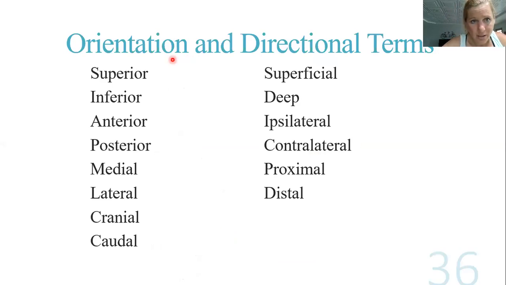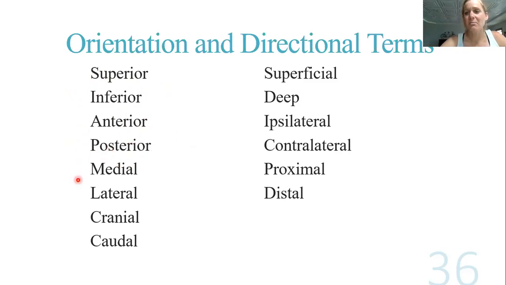Okay. So if something is superior, it's above, okay? So it's higher than. Something that's inferior is going to be below, okay? So those are opposites. Anterior is towards the front, and posterior is towards the back.